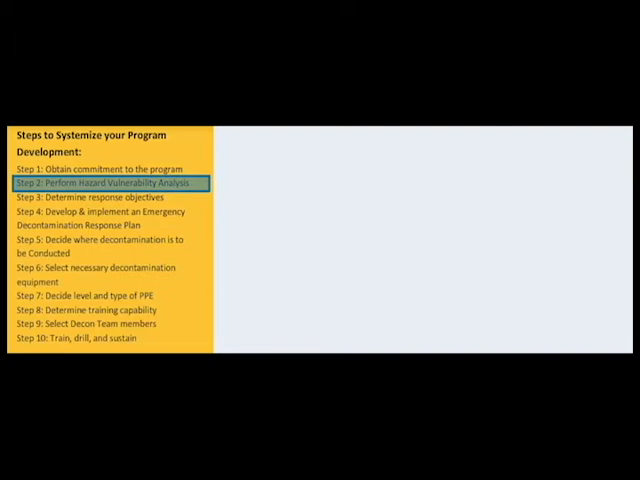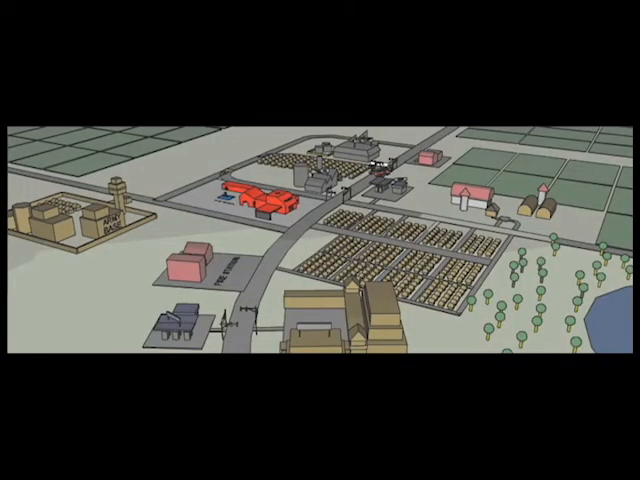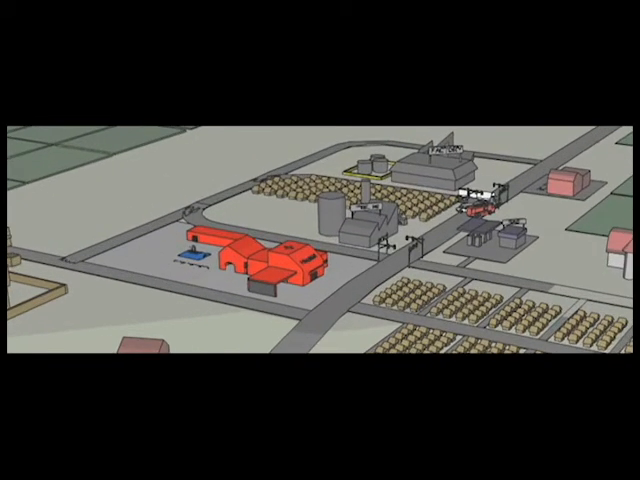Step 2. Perform hazard vulnerability analysis. Defining the likelihood that a hazardous materials incident will occur at your facility or in your community is a key step in understanding the level of preparedness and response that will be required.